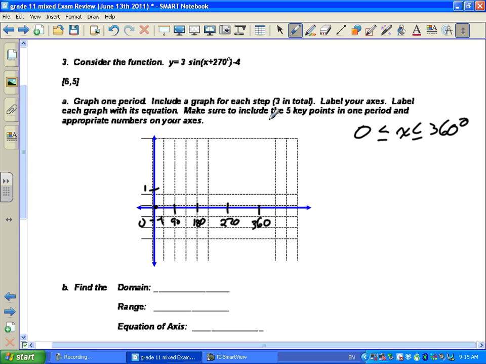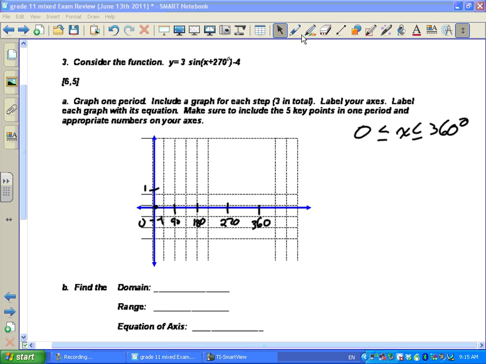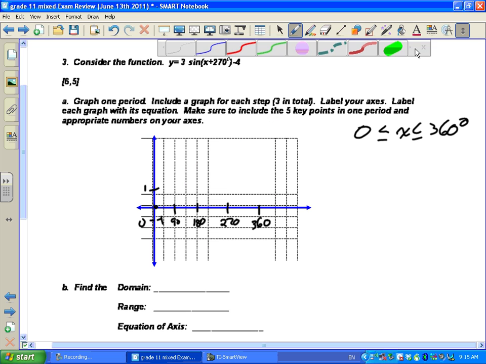It tries to include 3 steps in total. Yeah, 3 in total. So what we'll do is we'll go right to the first step, so we only have to include 3 different graphs or waves. We're going to do the first step will be a change in amplitude. So instead of going up to 1, the amplitude is going to go up to 3 and go all the way down to negative 3.